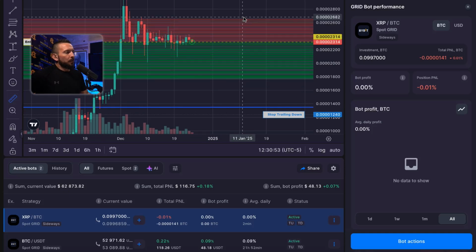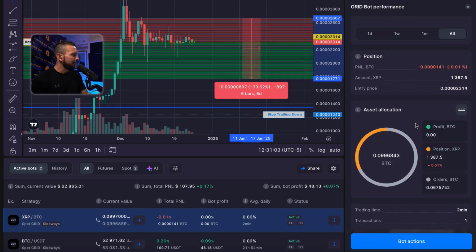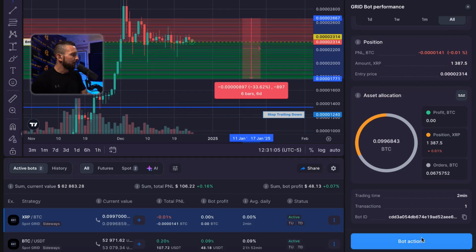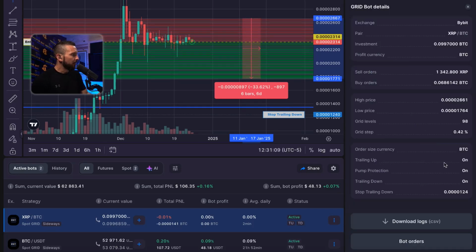Again, look at the grid spacing on this one. We're talking about a 33% grid. That is amazing. And at total grid lines, that's the one thing I didn't check to see exactly how many grids we actually have. So we go to bot actions and we go to view details and we have 98 grid levels.